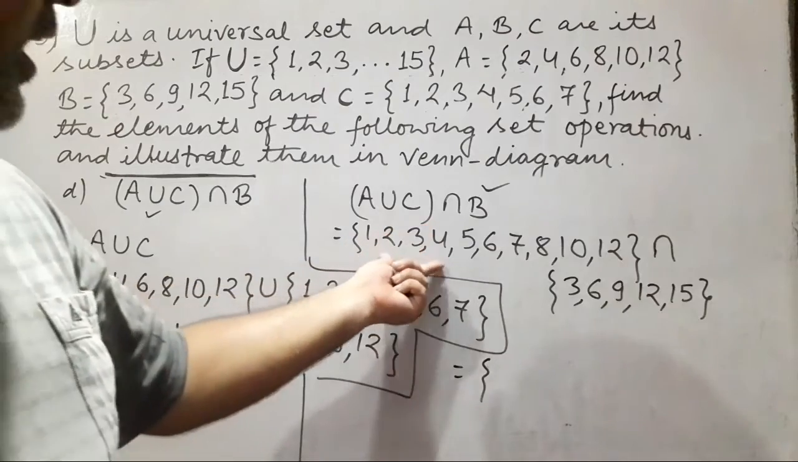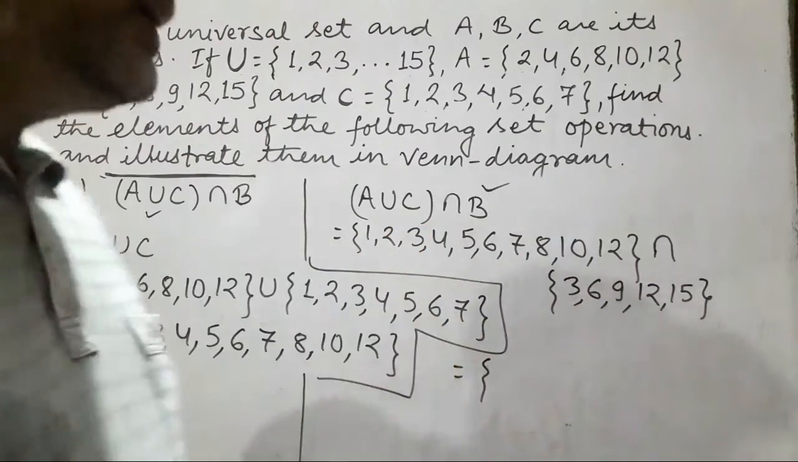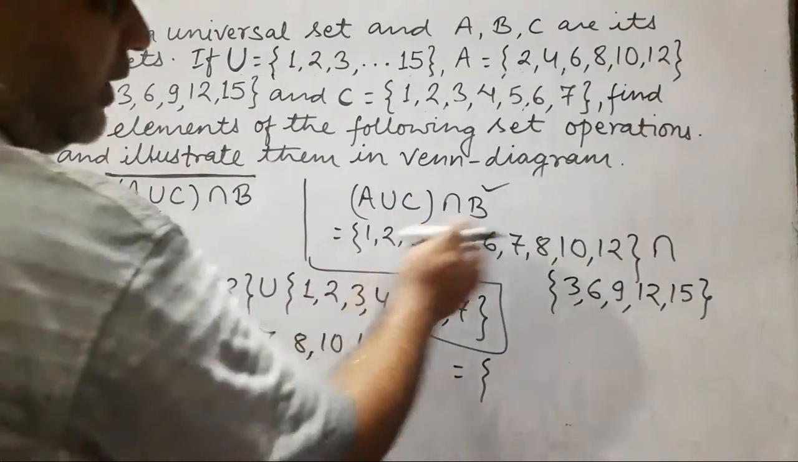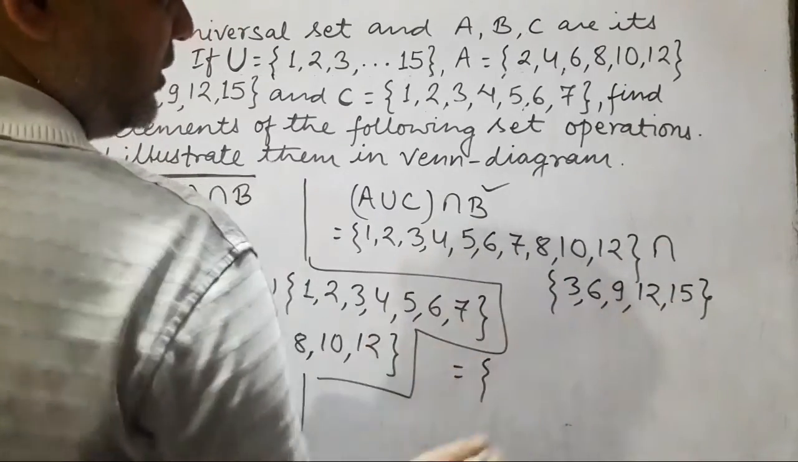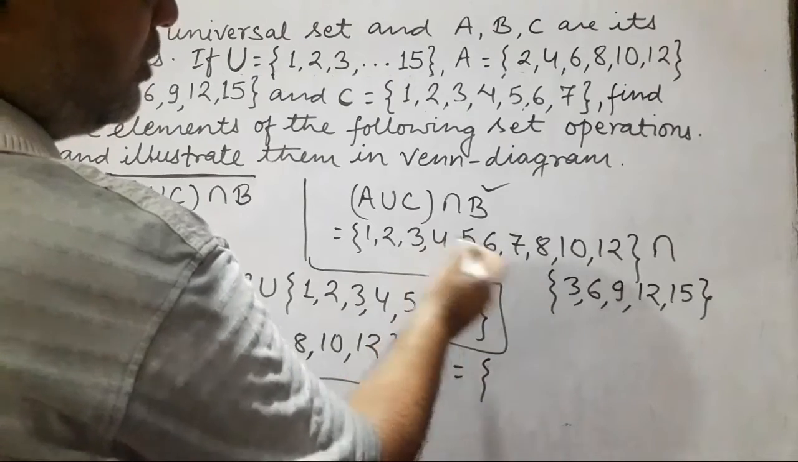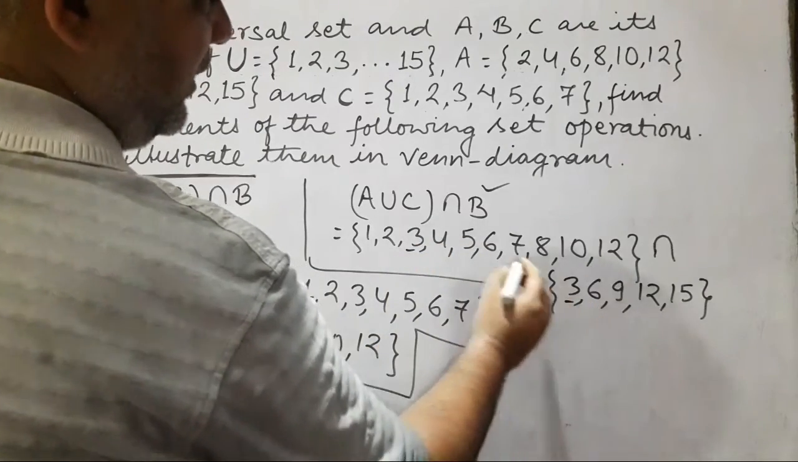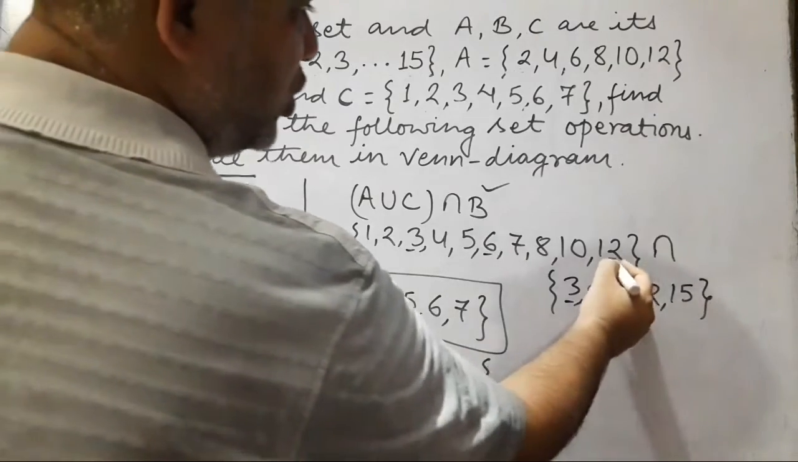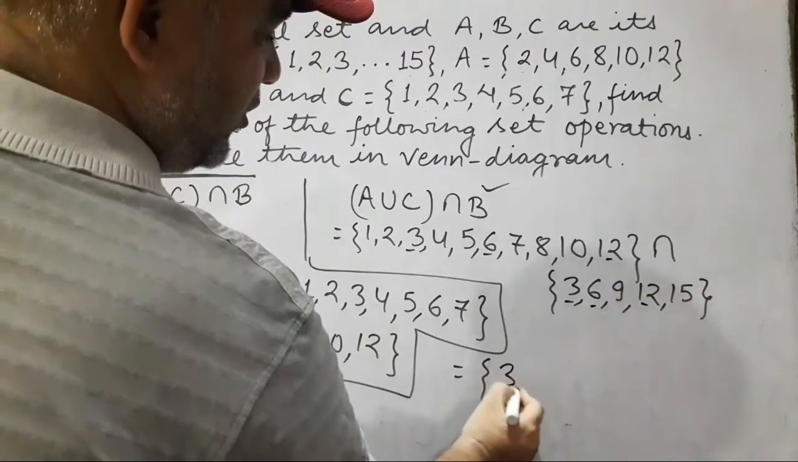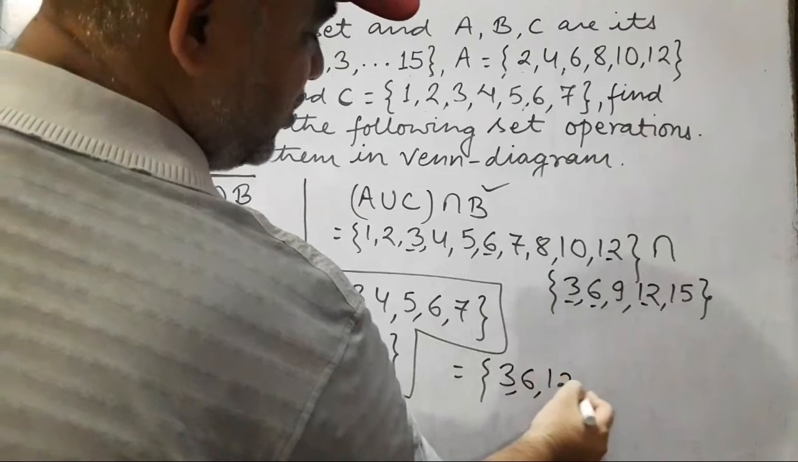Now the intersection of these two sets contains the elements lying in both sets. So intersection means the elements lying in both sets. What are the elements lying in both sets? 3, 6. Any other elements? Yes, 12. So 3, 6, 12.